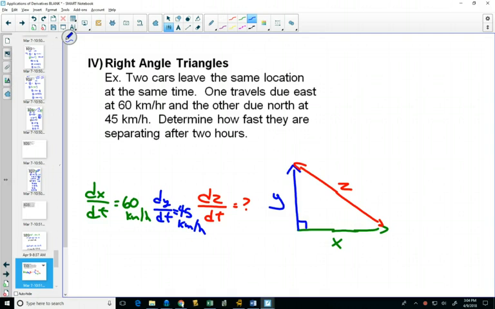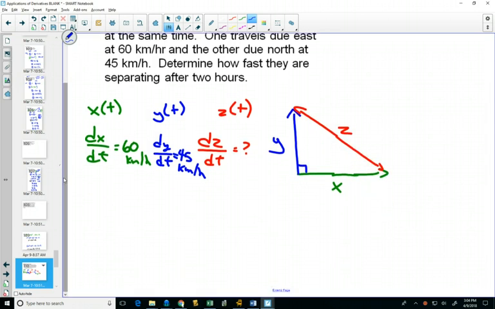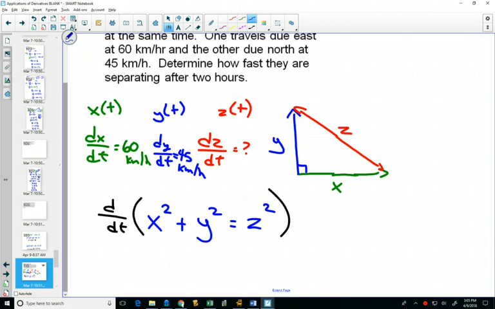So that means each of these variables, if we wanted to write it out, we know that x is a function of time, we know that y is a function of time, and we know that z is a function of time. And in this case, we can set up an equation because we know that x squared plus y squared equals z squared, and then we can take the derivative with respect to time. Since each of those is a function of time, we can do the derivative with respect to time of all of them.